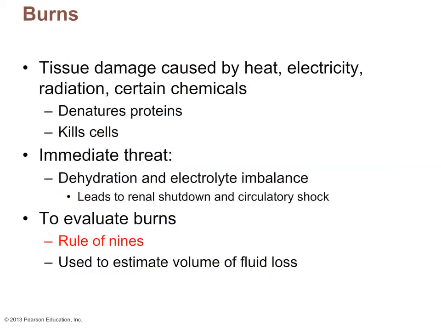Now we're going to switch gears a little bit and talk about burns to the skin. Because the skin is the outer barrier of our body, it is prone to being burned either by UV radiation, by heat, electricity, and certain chemicals. And burns, regardless of the source, tend to denature the proteins in skin and also kill the living cells that make up skin. Now, severe burns can actually pose two different threats to life and limb.